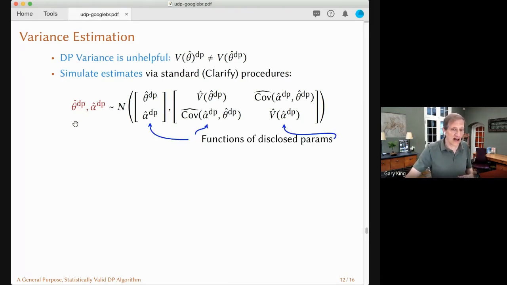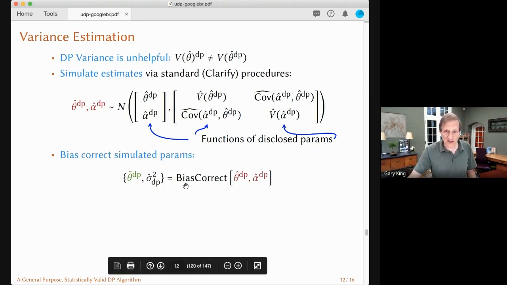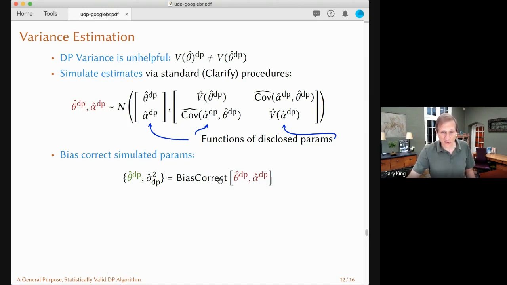They are bivariate normally distributed from the central limit theorem. And the parameters of this distribution are all functions of the disclosed parameters. So we proved that was true. And then we run the bias correction. So this is a summary of the entire last page where you take these simulated values, you stick them in here, you run the bias correction and you get out these values.